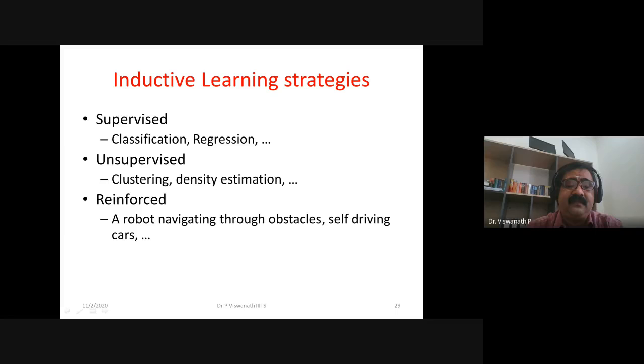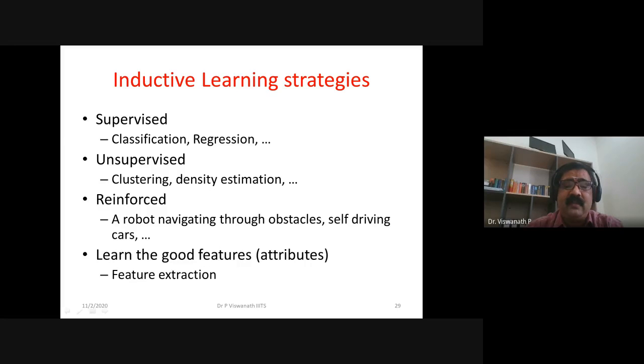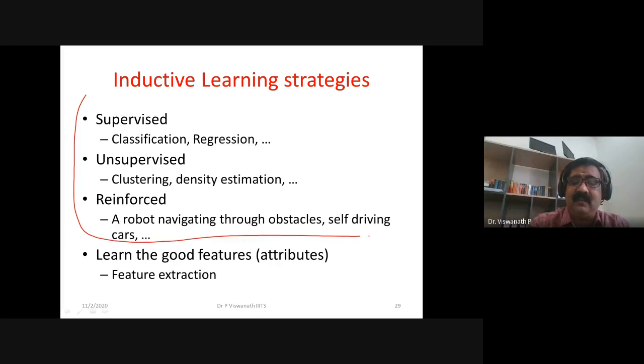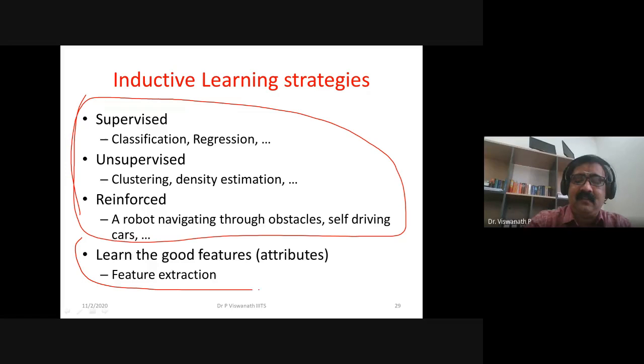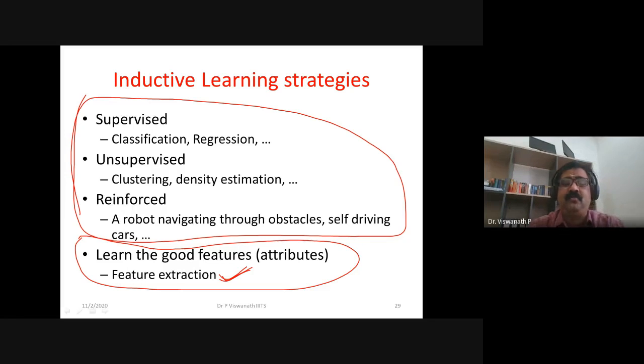So the inductive learning, supervised learning is there, unsupervised learning is there. There is something called reinforcement learning. These are the learning strategies which can be seen as how to build the system from examples. But in order to build the system, some pre-processing steps can be done. One of the important pre-processing steps is how to get the features. What are the important attributes to solve this problem?